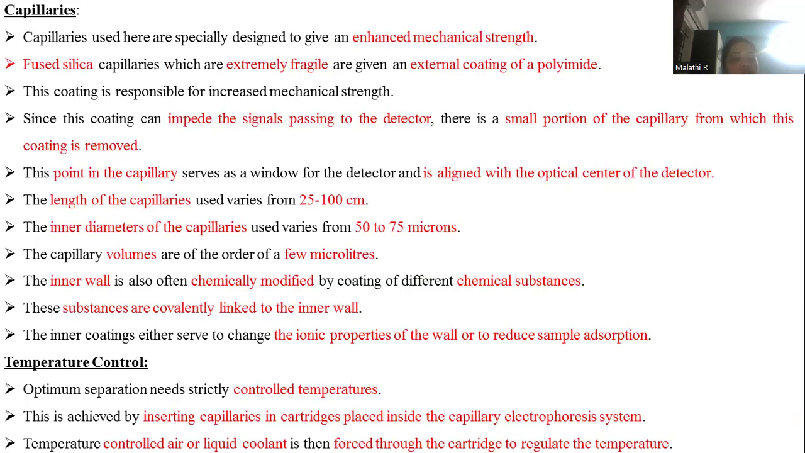So the capillary tubes: how the capillary tube should look, and what things you should consider when you select the capillary, all those things we'll see now. The capillaries used here are specially designed to give enhanced mechanical strength.